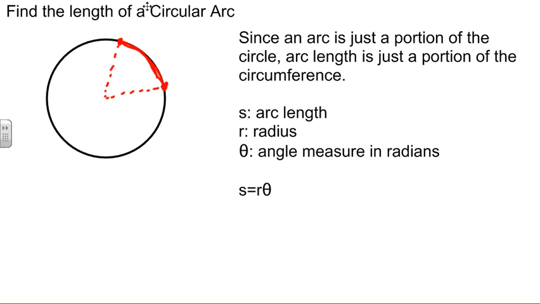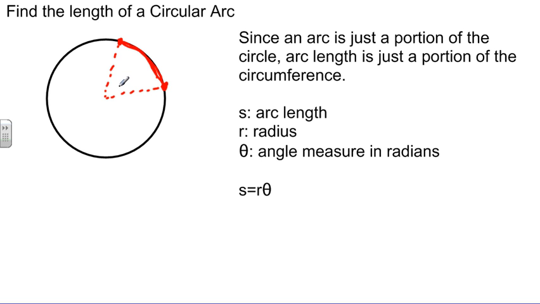Since circumference is normally 2 pi times the radius, that'll be a full circle. 2 pi would also be a full circle in terms of radians, so we don't need to worry about doing any real conversion. It's just, by definition, radians tells us what portion of a circle it is. So the arc length is just radius times however many radians.